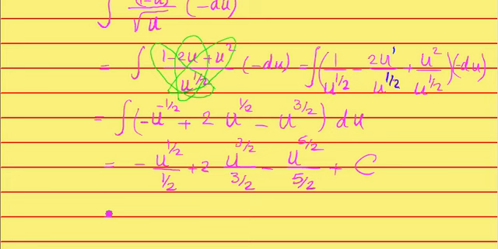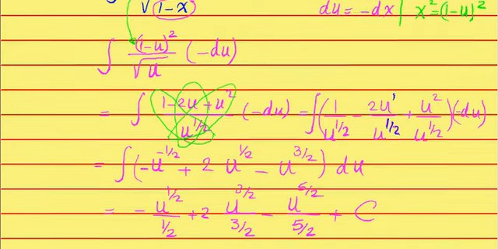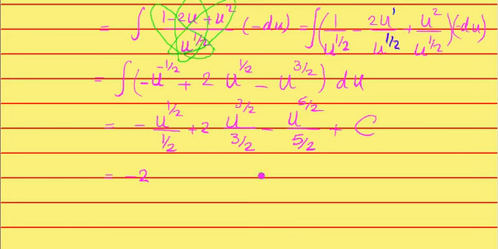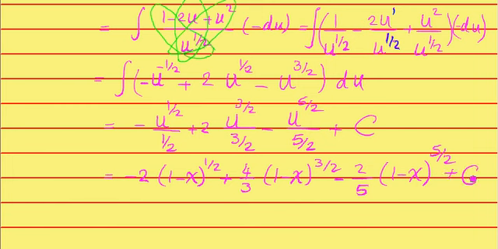Now, two more things. You have to do a back substitution, and also clean up these fractions. So this becomes minus 2. U, remember u was 1 minus x, so I put 1 minus x to the power of 1/2. Flipping the fraction here, I get 4/3 times 1 minus x to the power of 3/2. The next fraction is minus 2/5 times 1 minus x to the power of 5/2, plus a constant. So you notice that a few more steps were required here compared to the previous one.